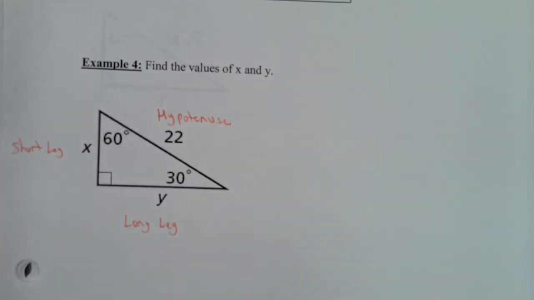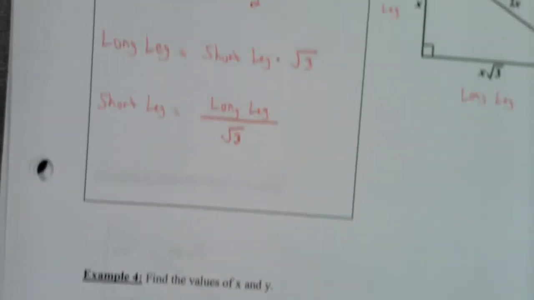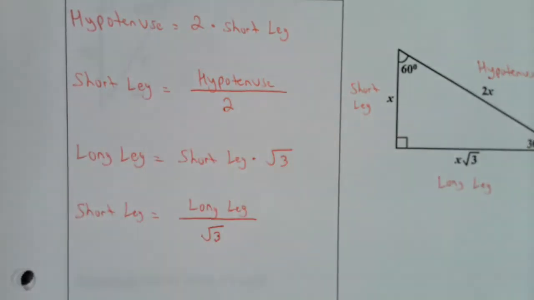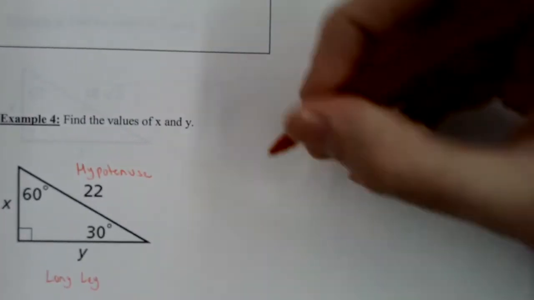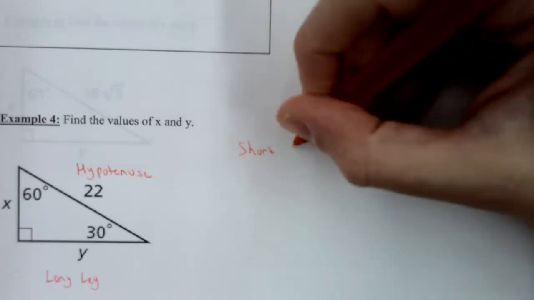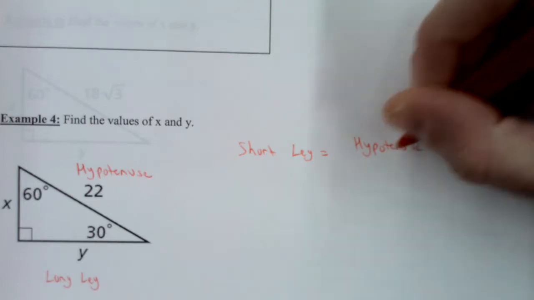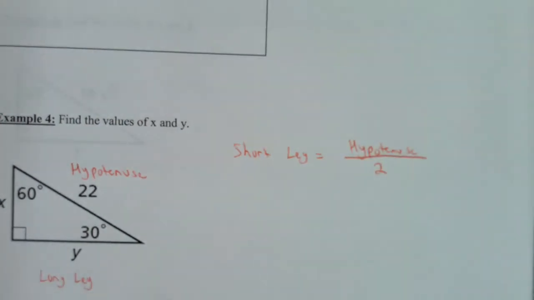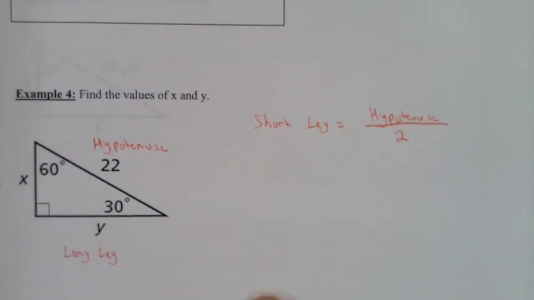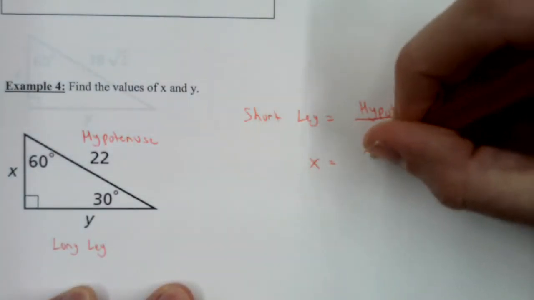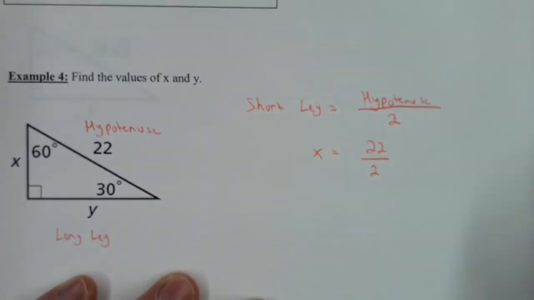Now you have to figure out what to solve for next. Should we solve for X or should we solve for Y? Again, look for what's easier. I'm going to solve for X because we know the short leg is the hypotenuse divided by 2. The short leg equals the hypotenuse divided by 2. So the short leg is X. X equals 22 divided by 2, which is 11.